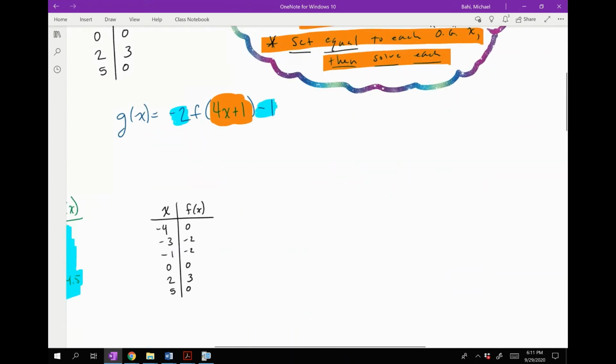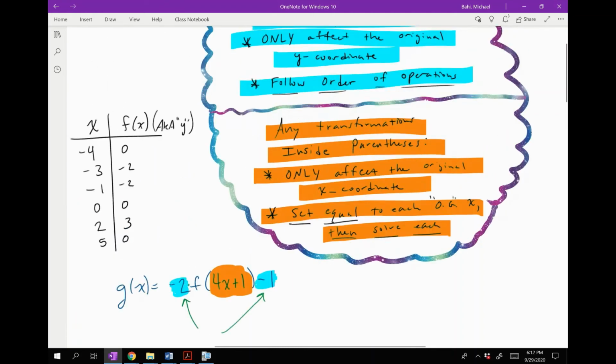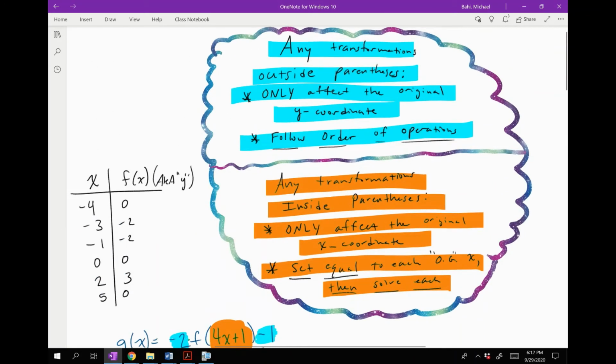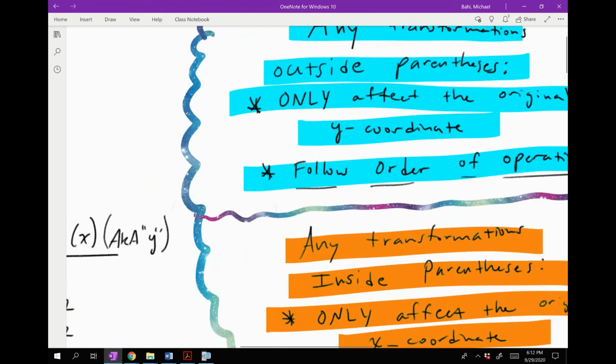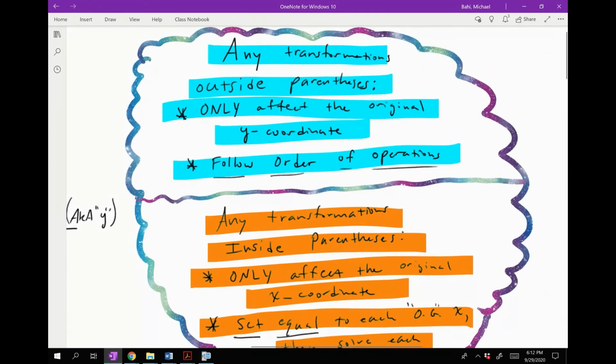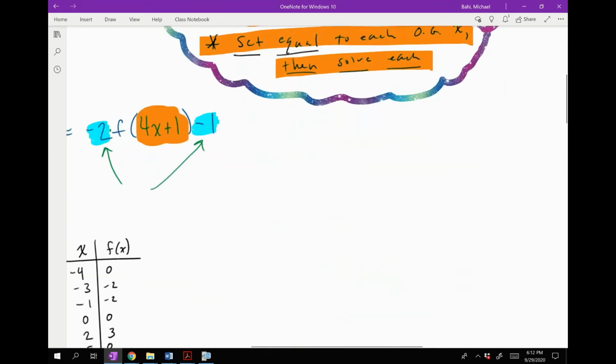Let's go ahead and do the y part first for this one. So notice we have a -2 and a -2 in front, and we have a -1 at the end. So it's like, okay, do we subtract first or do we multiply first? And again, remember, this means multiplication. So with the y's, you follow order of operations, as noted by the last asterisk in blue.